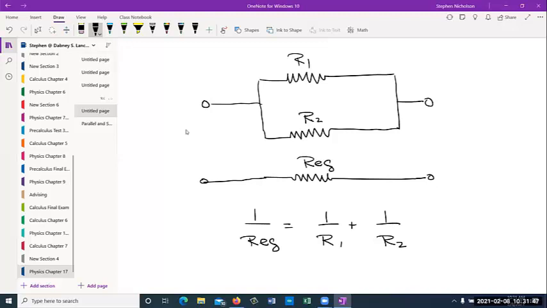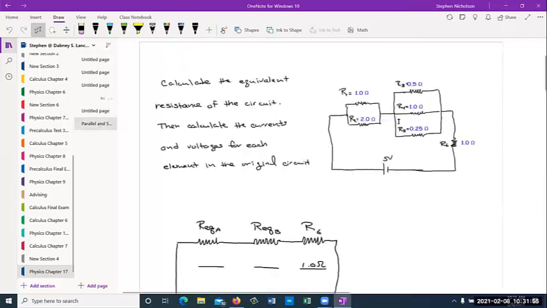Okay, so those are the equations we're going to use. So let's go look at this example. This kind of example will be on the second test. So what we have is R1 and R2 are in parallel. R3, R4, and R5 are in parallel. This one's just by itself.